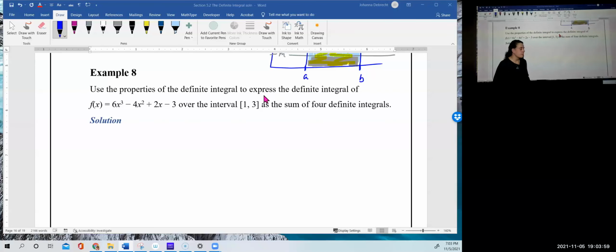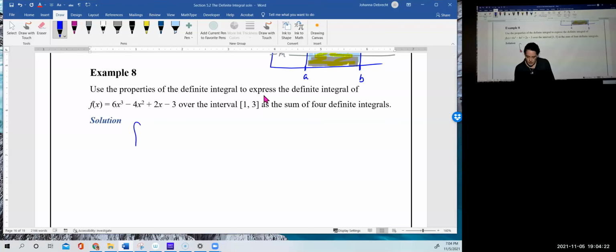Let's now look at example 8. Example 8 wants us to use the properties of the definite integral to express the definite integral of this function over the interval from 1 to 3 as the sum of 4 definite integrals. Well, there are infinitely many ways to divide this up because there are infinitely many numbers.